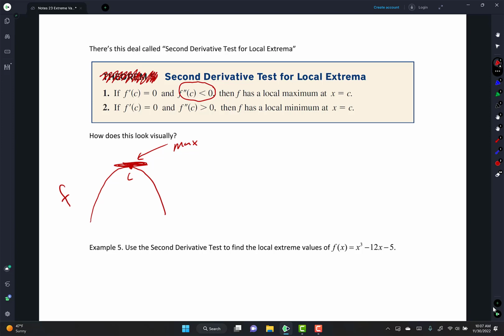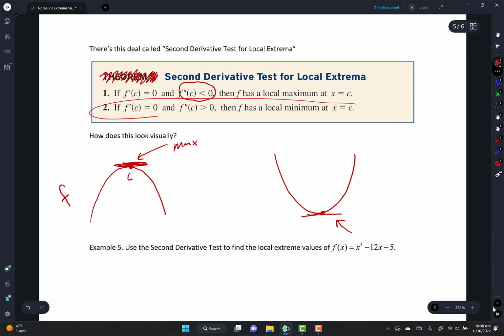Does that make sense? Let's see how the second one looks visually. If you have a critical point with a derivative of 0, and my second derivative is always positive, that means I'm concave up. So concave up, here's my critical point. See how it's flat there? Notice that's a min. That's what this definition is saying, guys.